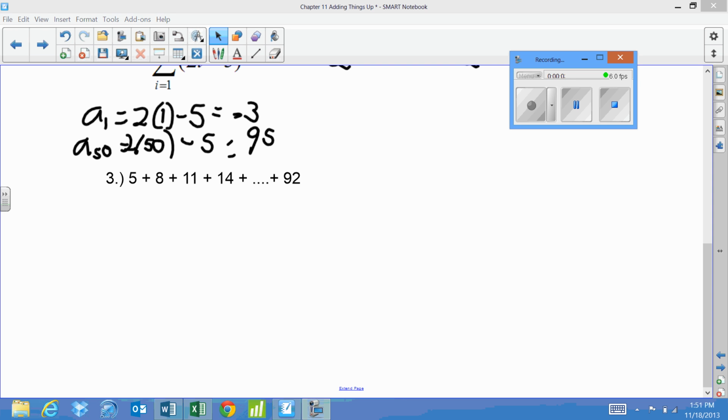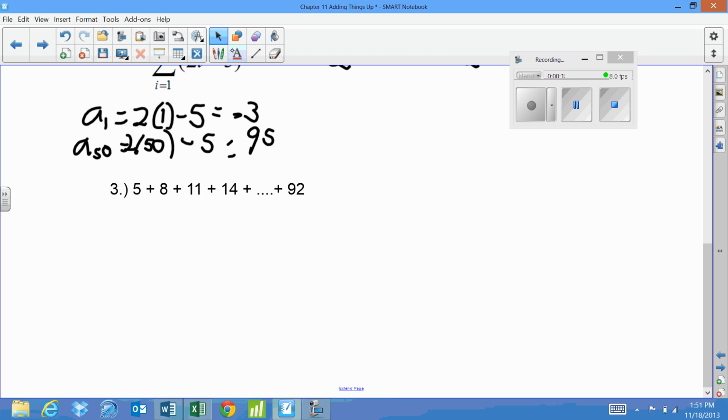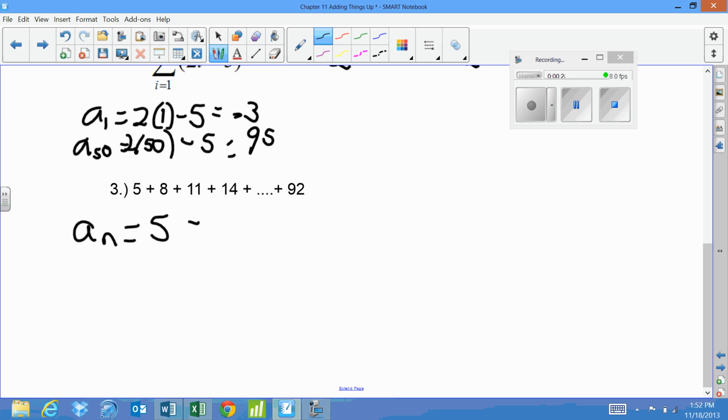To find the summation of a series given just the numbers and not the sigma notation, the easiest way to usually do it is to figure out a general formula for a sub n. Okay, we know that our first term is 5, so I'm going to use my 5 as my a sub n first. And I'm going to say that 5 equals, I know that I'm adding 3 each time. And I know that's my first term.